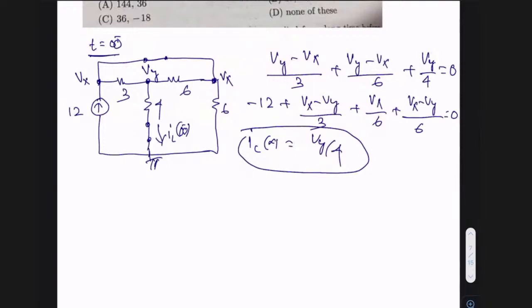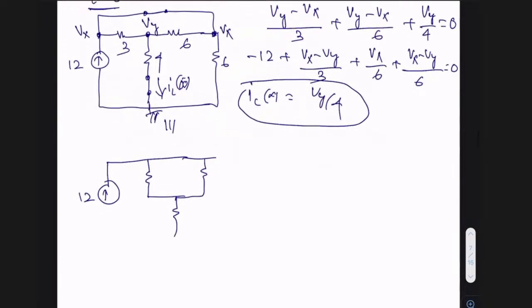And the technique is something like this. Do you mind if I'm redrawing the circuit, which is something like this? So this is your 12. Okay, and then this is your 3, this is your 6, this is your 4, and this is your 6. 3, 6, 4, and 6.